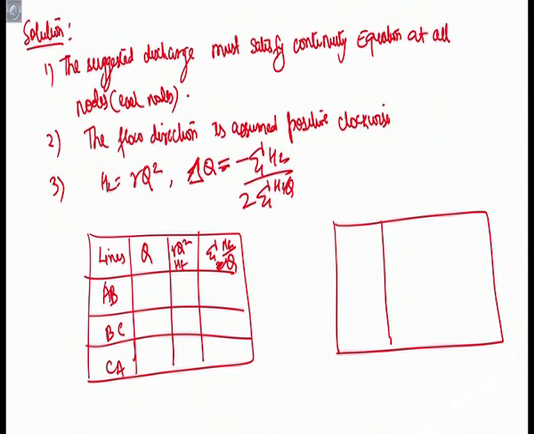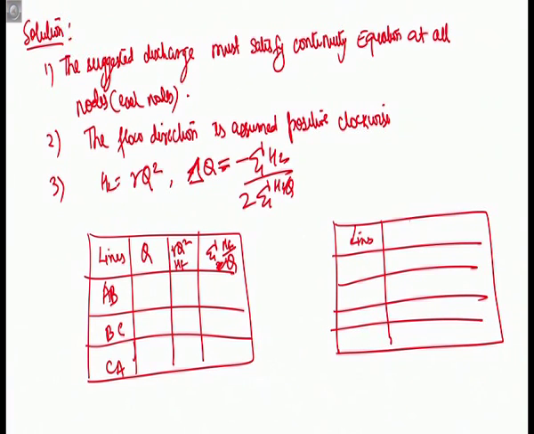All right. Similarly, here in the second loop there are 4 lines. The lines will be BC, CD, DE, and EB, and you have to write Q. You have to calculate RQ square and then RQ square by Q. All right, fine. So, this is what you have to calculate.